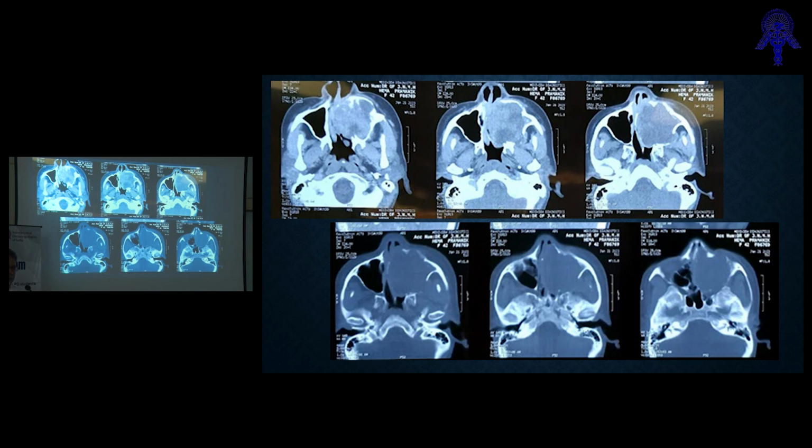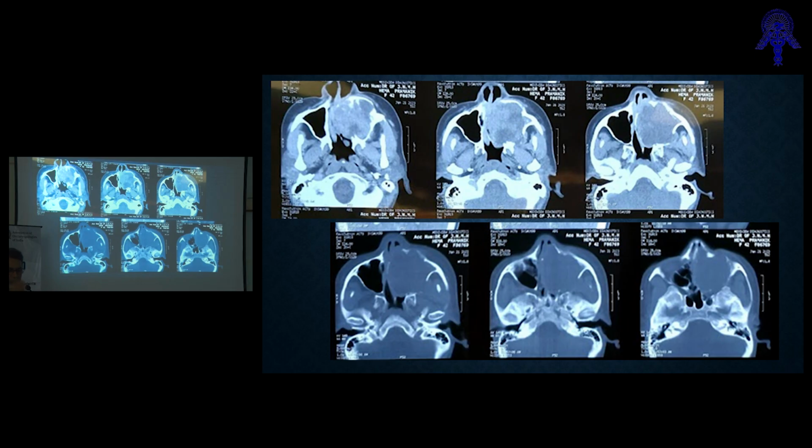erosion of the anterior wall of the maxilla, and in the bony cut I can appreciate that it is also eroding the posterolateral wall of the maxilla and extending into the nasal cavity. It is occupying the entire nasal cavity, almost up to the choana. So what is my provisional diagnosis here, seeing the CT scan? Most likely it is a sinonasal malignancy, most likely carcinoma maxilla.